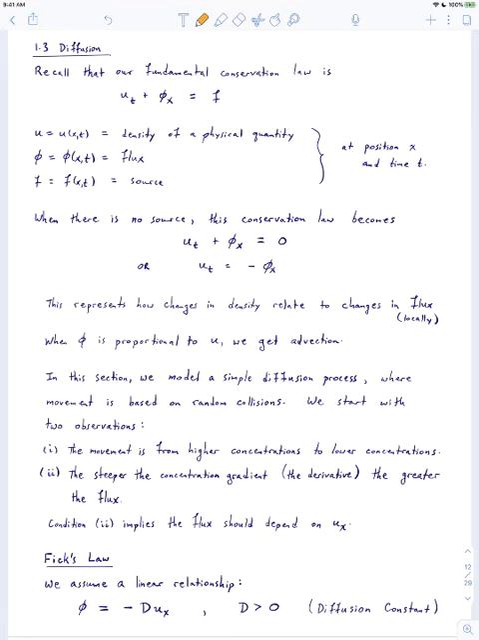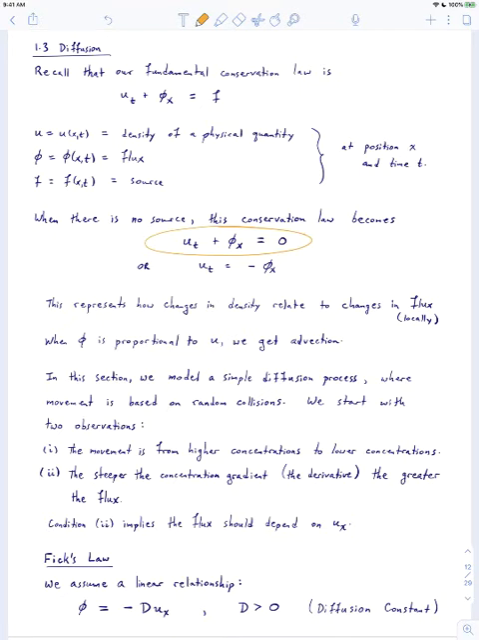When there is no source, in other words, when f is equal to 0, the conservation law becomes what you see here. The partial derivative of u with respect to t plus the partial derivative of phi with respect to x equals 0. Or in other words, u sub t equals the opposite of phi sub x. This represents how changes in density relate to changes in the flux, at least locally. When phi is proportional to u, we get advection.